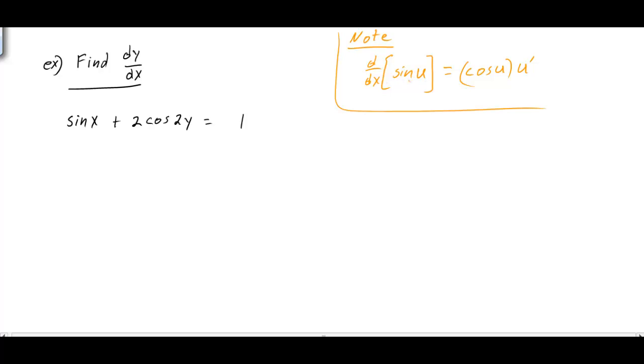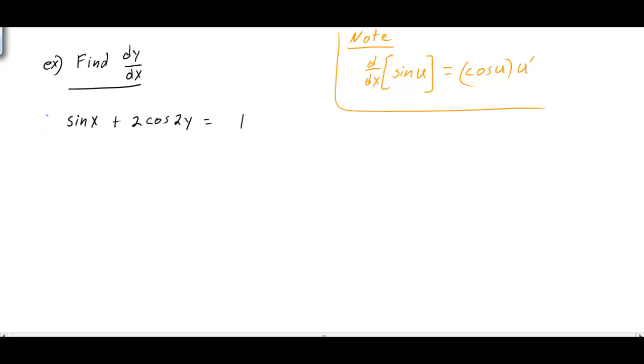So the derivative of sine of u is the cosine of u, that's the outside function, and then the u is the inside function, so when we take the derivative there, we're going to multiply by u prime. So this here is already showing you that we're going to use the chain rule to find the derivative of sine of u.